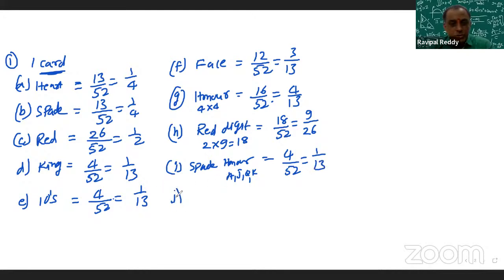Next, question J. How many red queens are there? So, red queen probability. Red cards 13, queens 4, but red queen only 1. So 1 by 13.